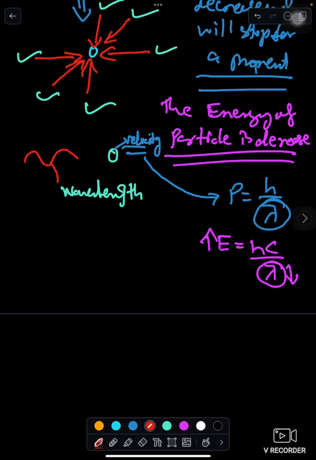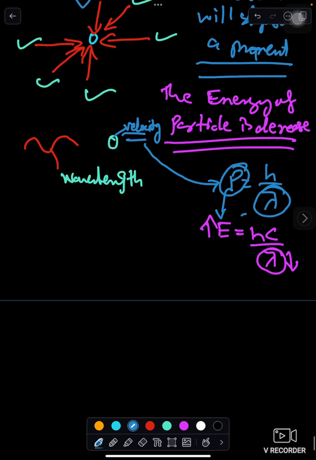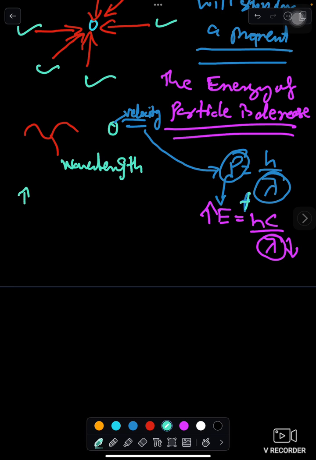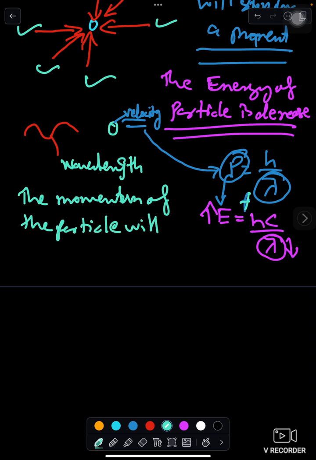We want the particle's momentum, and these are correlated, they are combined. The momentum of the particle will decrease. It will come to a stop. The wavelength decreases.